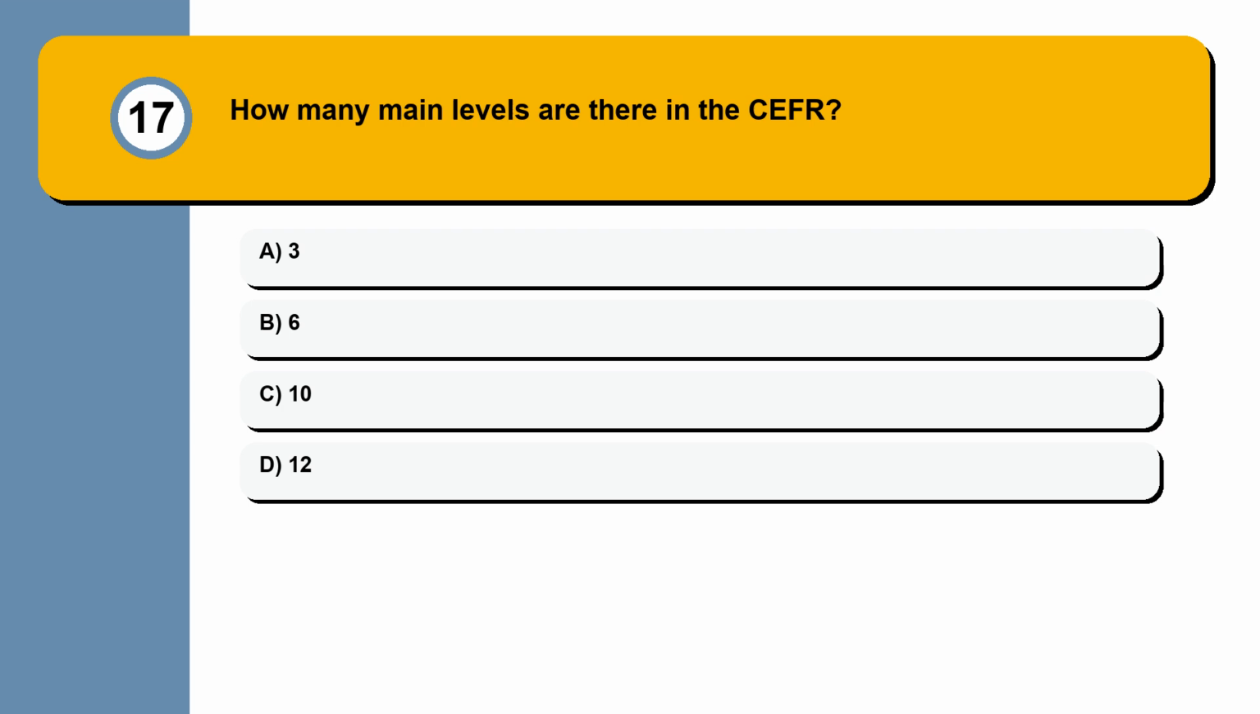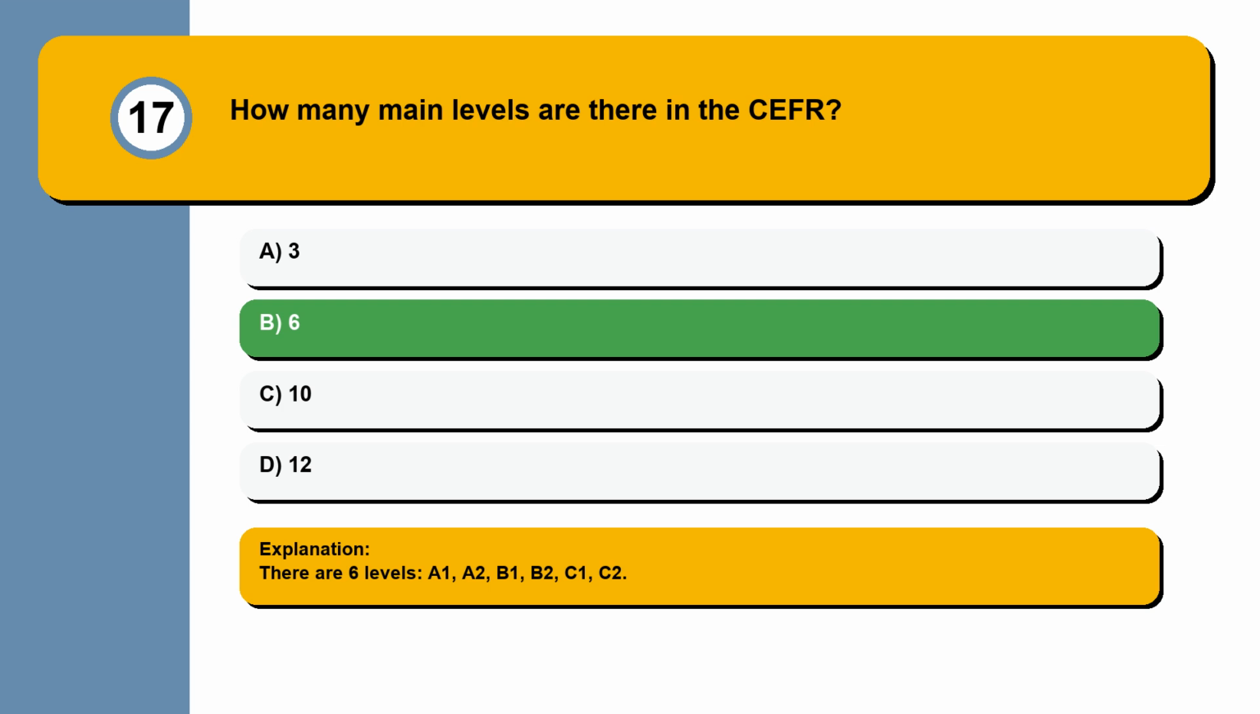Question 17. How many main levels are there in the CEFR? 3, 6, 10, or 12. There are 6 levels: A1, A2, B1, B2, C1, C2.